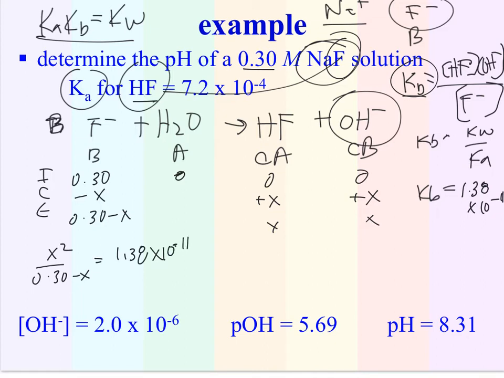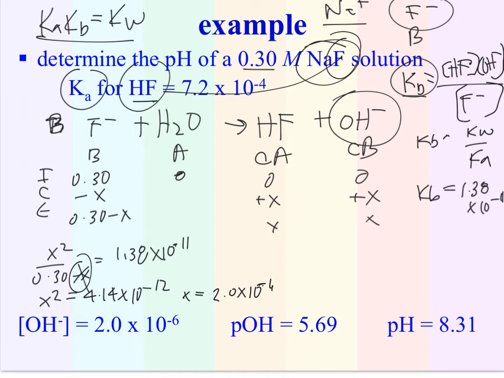As we've done these problems a bunch of times before, we're going to make some assumptions about x. We're going to assume that it's very small. So we're going to have x squared equal to 0.30 times 1.38 times 10 to the negative 11, which is equal to 4.14 times 10 to the negative 12. If we take the square root of both sides, x is going to equal 2.0 times 10 to the negative 6th. If we check this, we find that we're way less than 5% error, so our assumption of dropping x was acceptable.